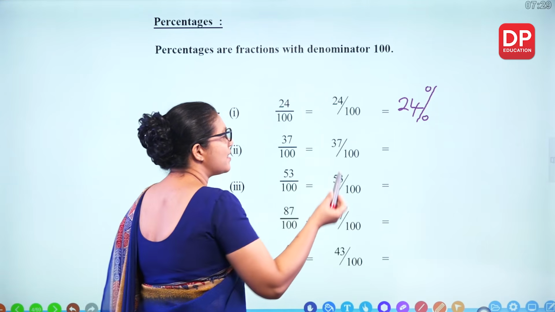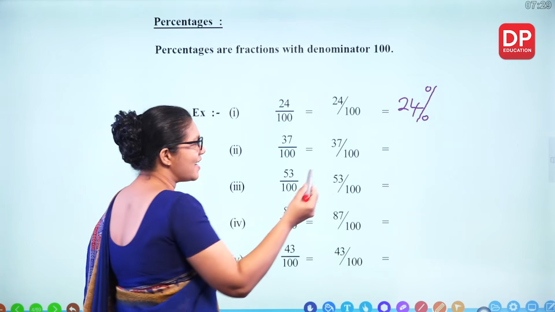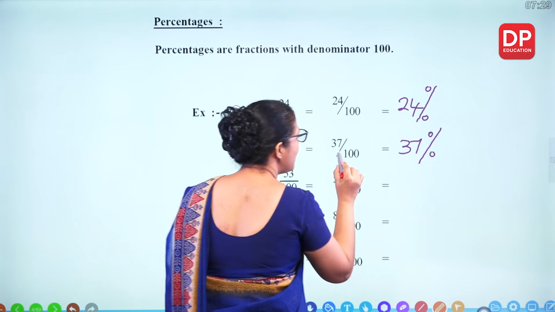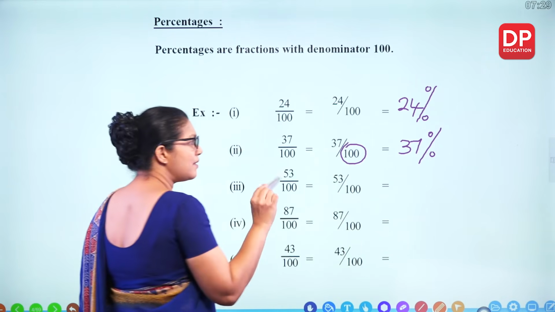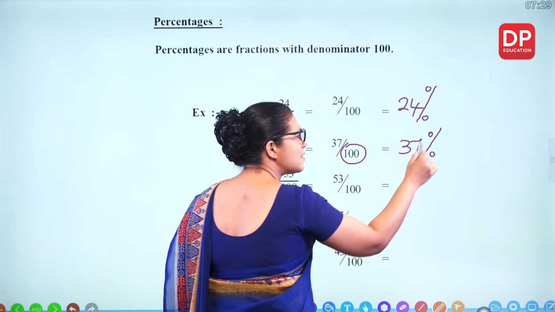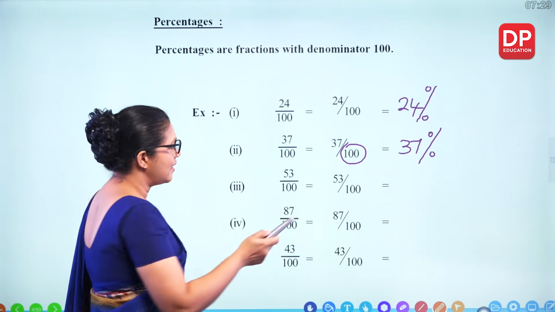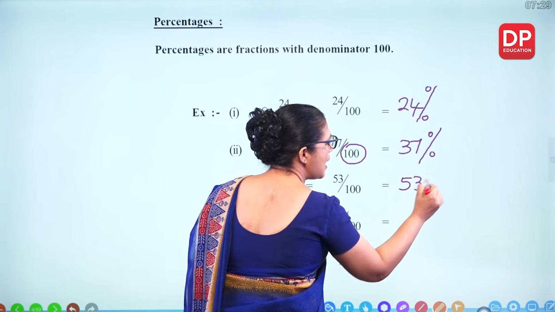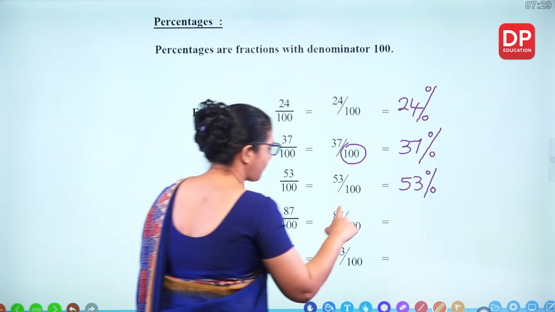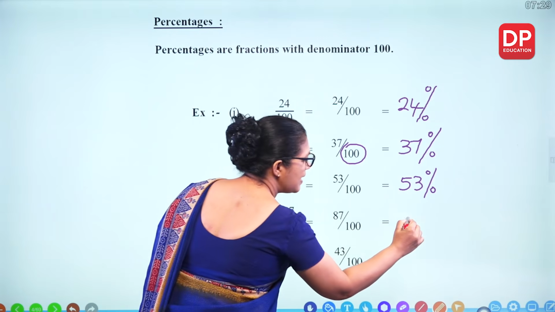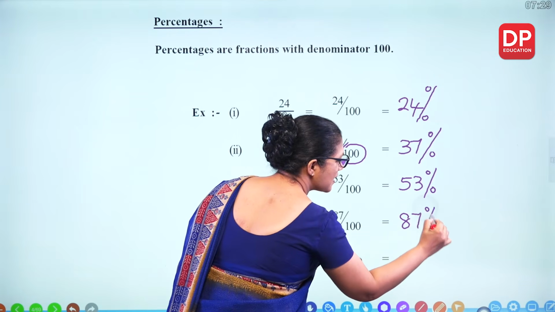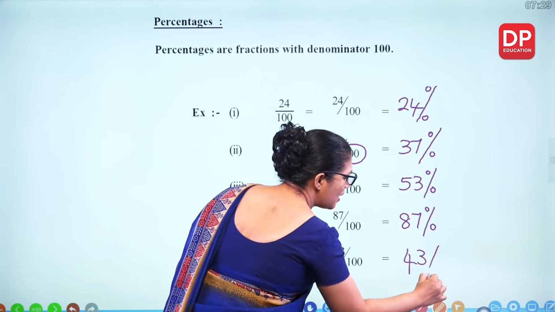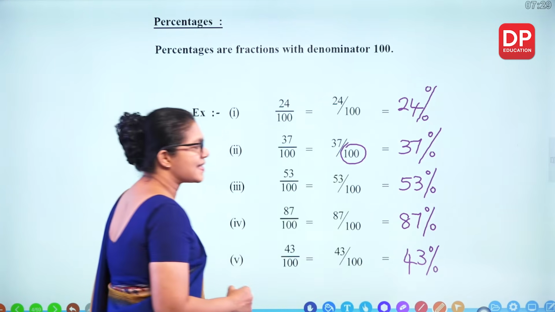Look at this one. 37 out of 100. How can I write? 37 and then the percentage sign. So this 100 divided by 100 actually means this percent sign. 53 over 100, I can write 53%. 87 over 100, 87%. And 43 over 100, I can write 43%.